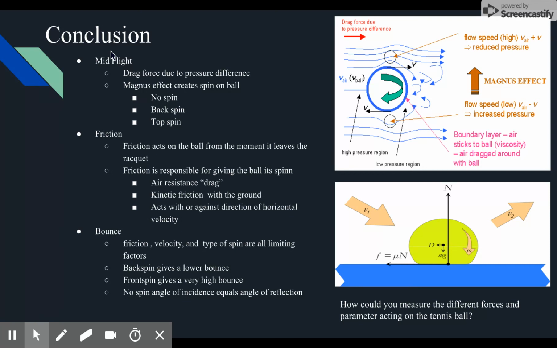Some types of friction that are acting on it are drag forces like air resistance and kinetic friction with the ground, and these act either with or against the direction of horizontal velocity when it makes contact with the ground. And from this, the bounce. Friction, velocity, and type of spin are all limiting factors that affect the degree and direction of the bounce after the ball makes contact with the ground. Backspin will give it a lower bounce, front spin will give it a very high bounce, and no spin equals the angle of incidence will equal the angle of reflection.